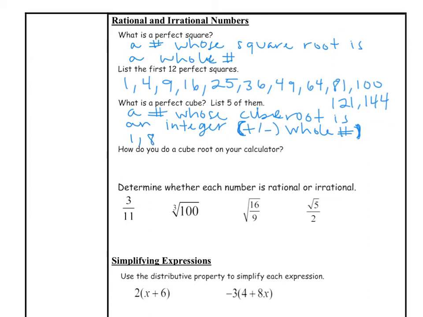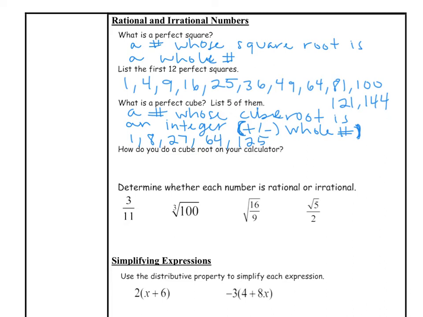The cube root of 8 is 2 because 2 times 2 times 2 multiply together to get 8. Let's see, 3 times 3 times 3 is 27. 4 times 4 times 4 would give me 64. 5 times 5 times 5 would give me 125. So those are perfect cubes.